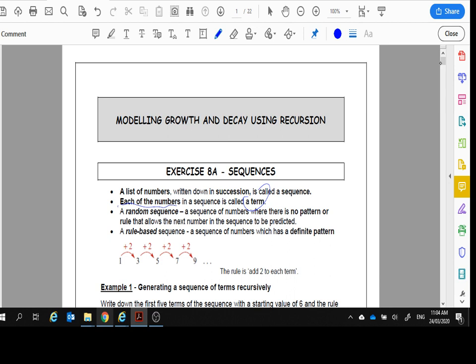A random sequence has no pattern at all, so it's not really a sequence, it's all over the place. We have to have a rule that defines the pattern. In this case, we're adding 2 to each term to get to the next one.